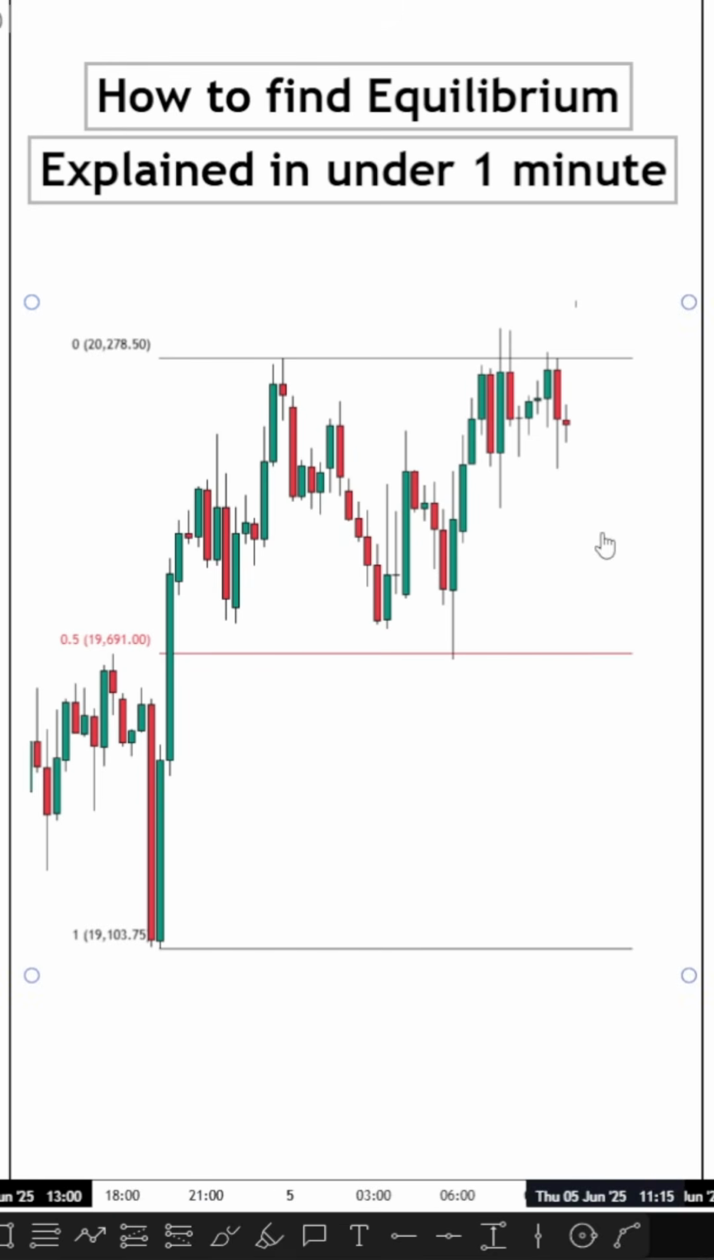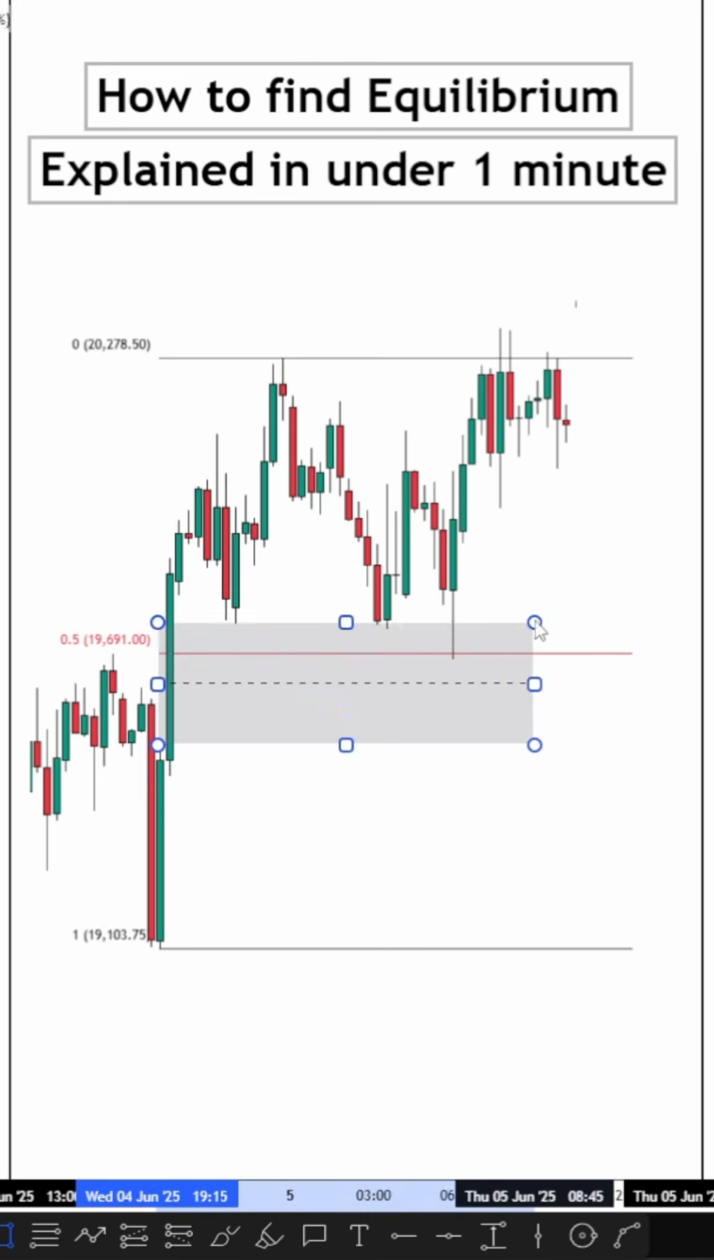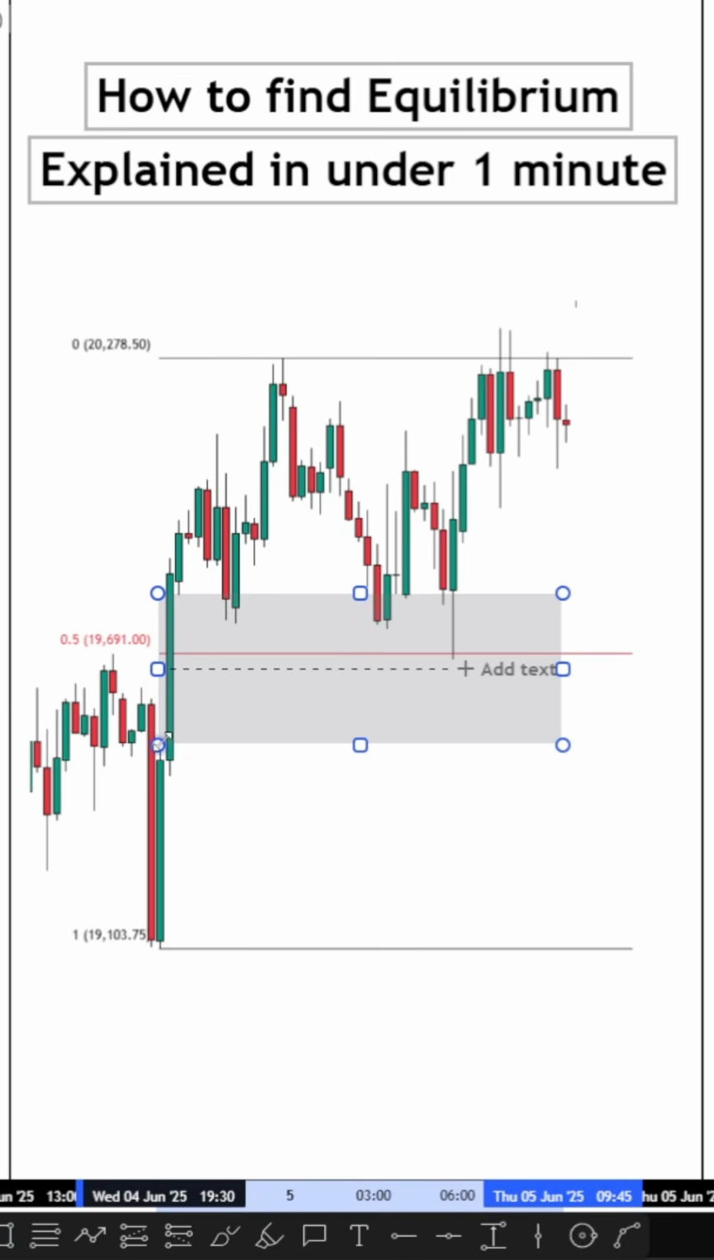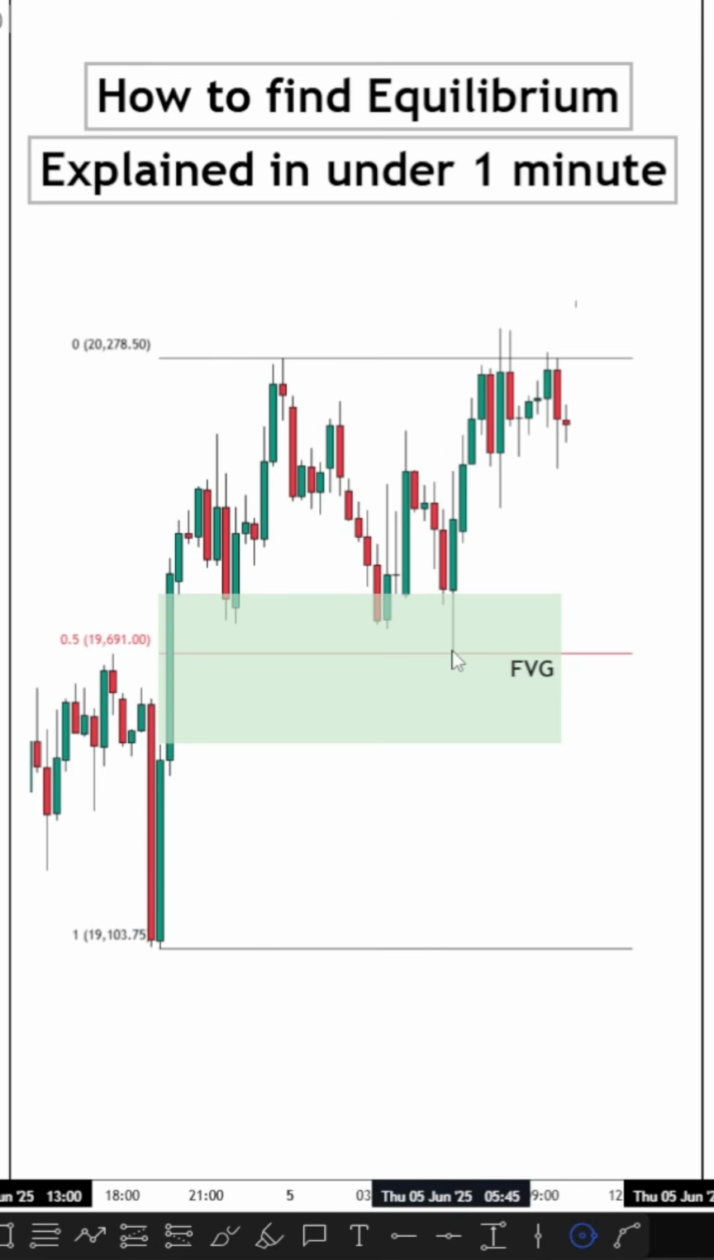I trade equilibrium in my model. So what I look for is a potential fair value gap aligning with equilibrium. As you can see right here, we have our gap in the market. So this is going to be our bullish fair value gap. Notice what price does as soon as it taps into the 50% of the Fibonacci retracement tool. We then get our key reaction, which is right here, and we could have caught a long position just off that.